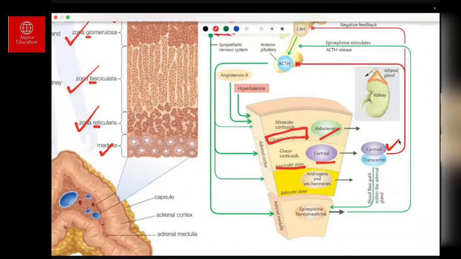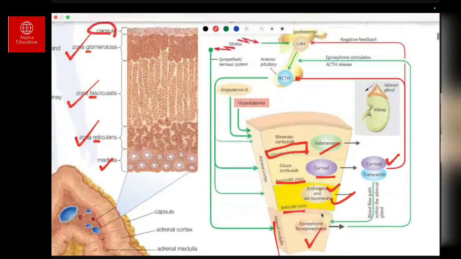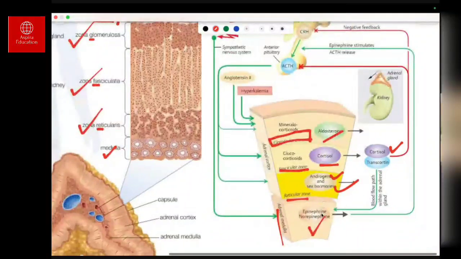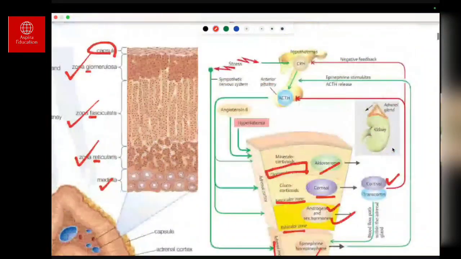The zona fasciculata. And then the reticular zone is involved in the production of androgens and the sex hormones. And finally, the adrenal medulla is involved in the release of epinephrine and norepinephrine. Okay, so these three layers you have to know. Which hormones are produced from each layer you have to know. And later on, how they act we will discuss in detail in the coming class next Sunday. Okay, but the anatomy I am discussing here for your knowledge.